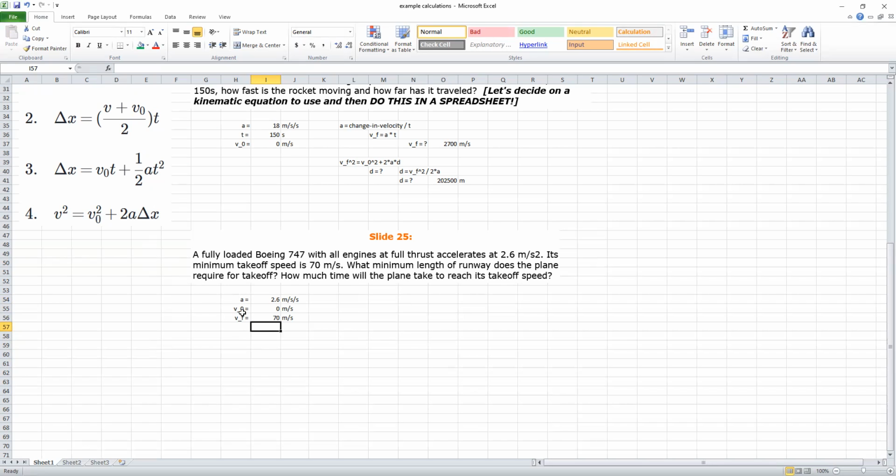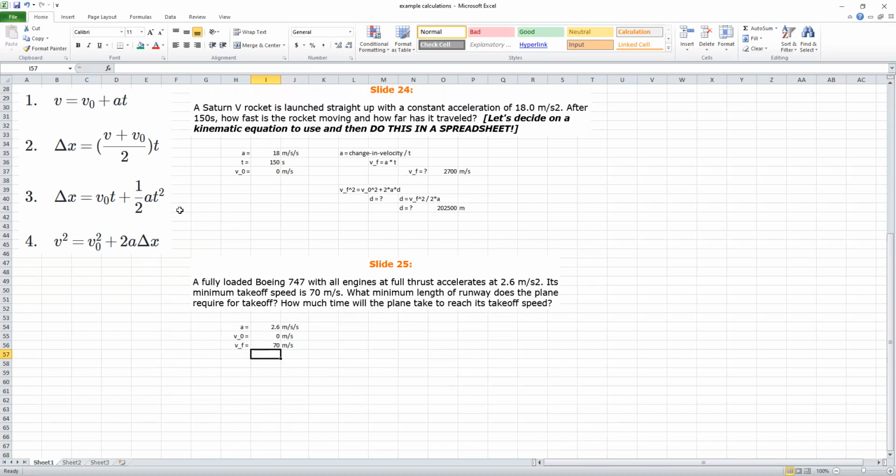Well, look, we don't have time, right? Which means we cannot use this equation. We cannot use this equation. We cannot use this equation unless we wanted to solve for time first. That's always possible. We have to use the time-independent kinematic equation. Might want to remember that. This is the time-independent kinematic equation.